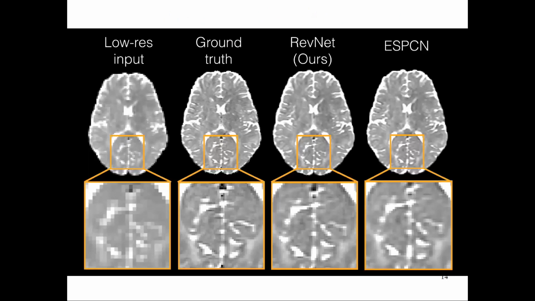A brief image comparison. Here we would have the low resolution input, let's say from a low quality scanner. We would have the high resolution output, let's say from a high quality scanner. And here is a visual comparison between our state-of-the-art results and the previous. And you can see that there are some visual differences.